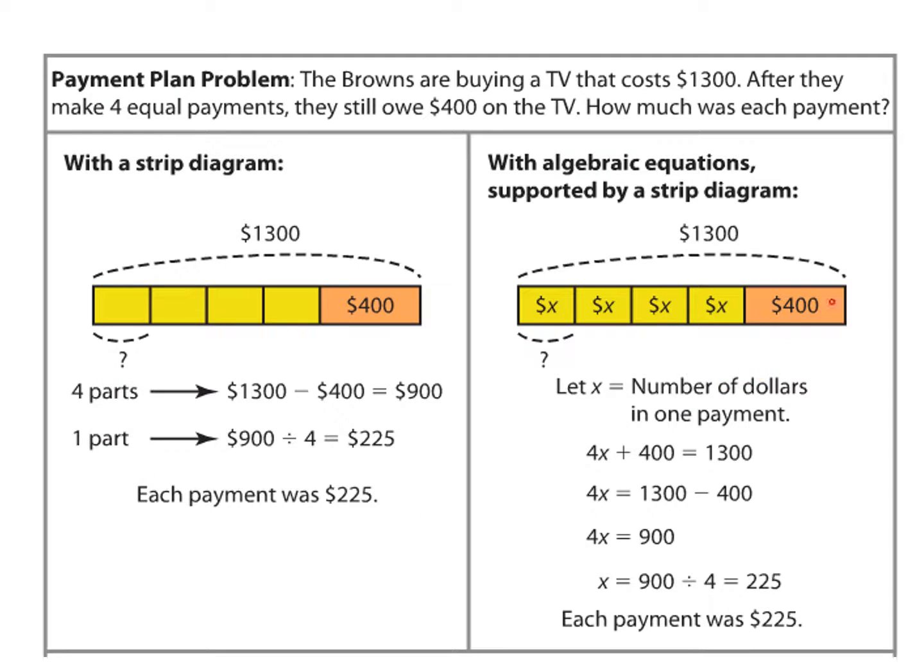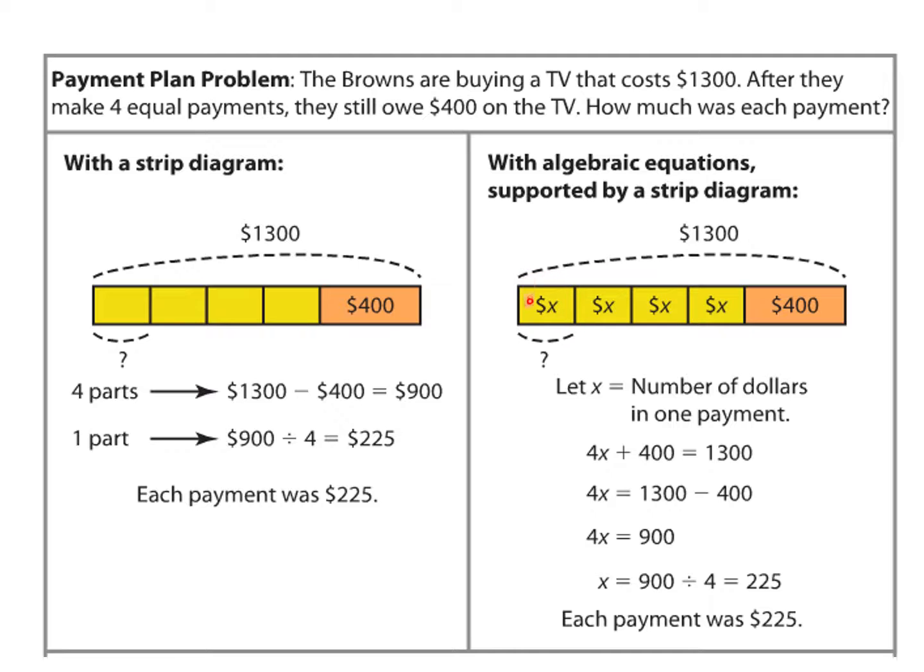So now let's use that same strip diagram to set up some algebra. We're going to label things basically the same, except that we're going to put an X in each one of these boxes to represent our unknown. So we're not going to call our unknown just question mark.